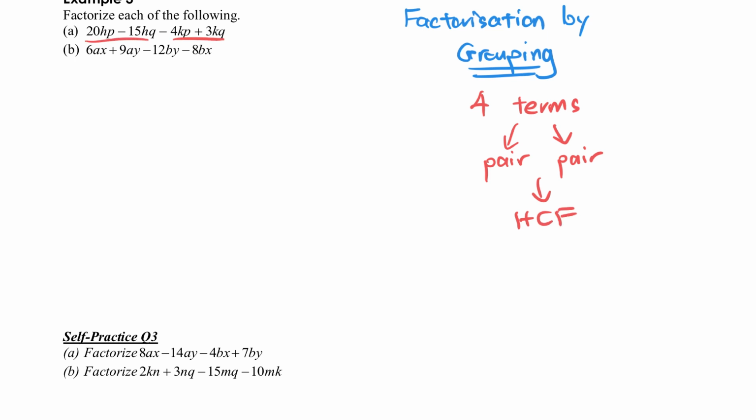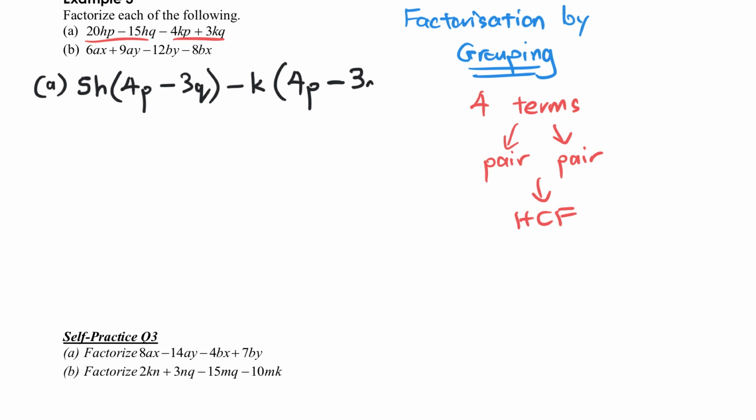In part A, you have 2 pairs there. Let's take out the highest common factor from the first pair. Clearly, we will have 5h from the first pair, and that leaves behind 4p minus 3q. Now for the second pair, let's take a look very carefully. I see a k in common, so I will take out negative k. Okay, take note, negative k, that will leave me with 4p and minus 3q.